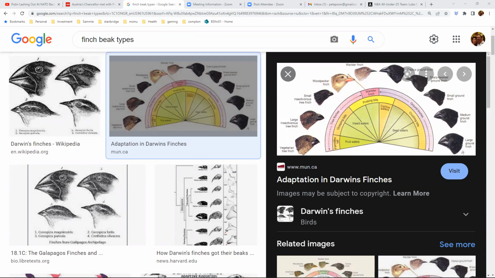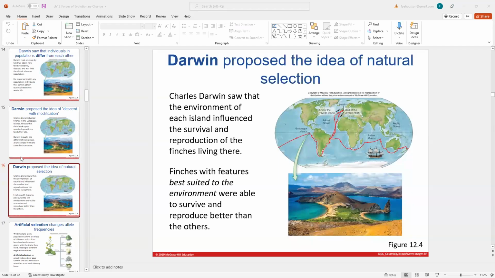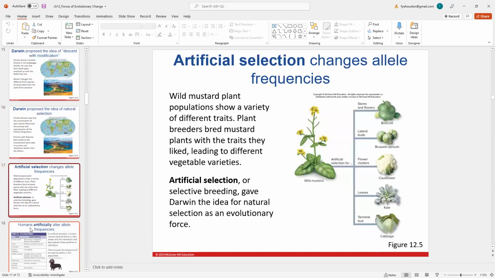So we go back to our screen. Darwin saw that the environment of each individual island influenced survival and reproduction of the finches living there. Finches with the features best suited to the environment were able to survive and reproduce better than the others. And that led to this concept of, so we also test this ourselves, artificial selection.